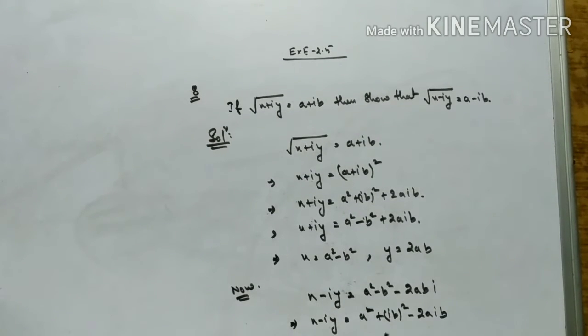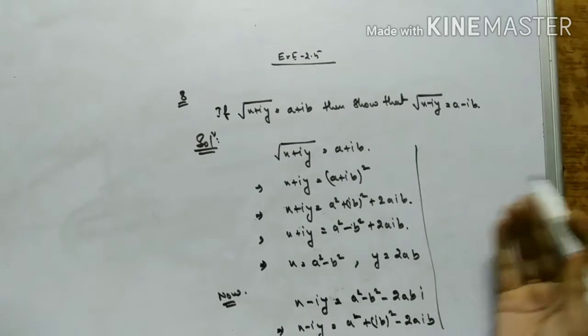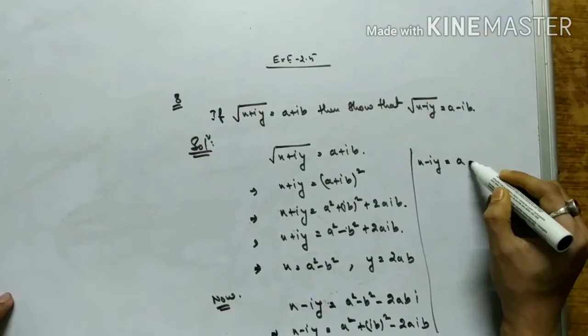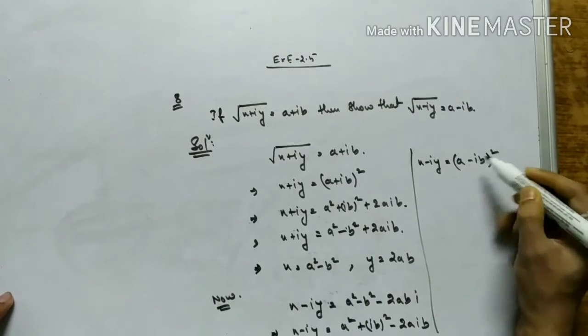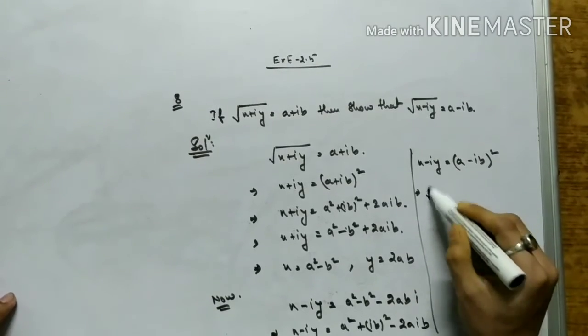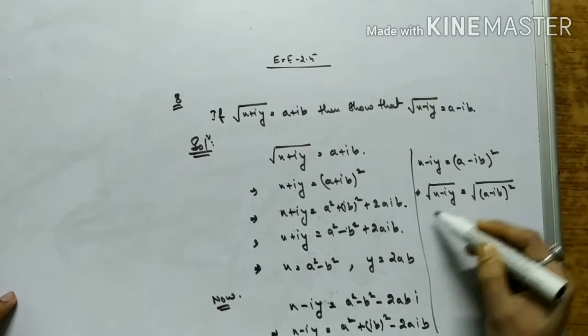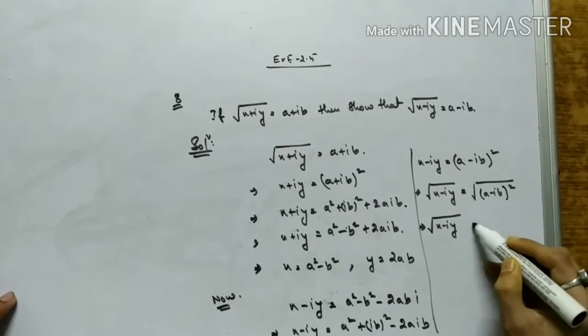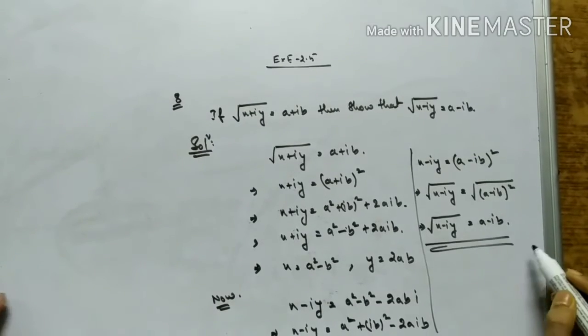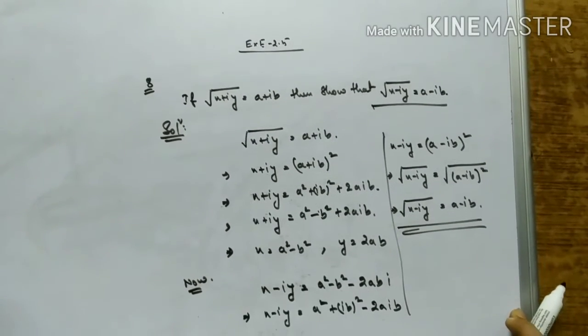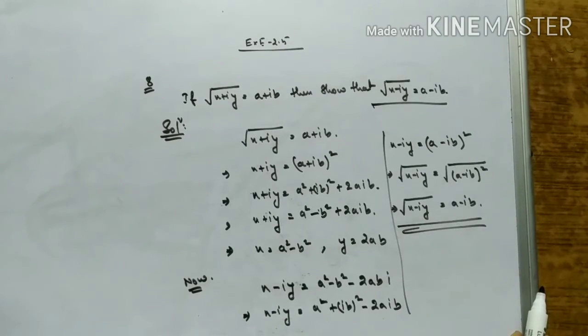Okay, so you see, this is the a minus b the whole square formula. So therefore I am showing it here. X minus iy is equal to a minus ib the whole square. So if I take square root on both sides, I will get root x minus iy is equal to square root of a minus ib the whole square. That is, ultimately I will get root x minus iy is equal to a minus ib. So this is our solution. Okay, this one I have to show here. This is our solution.